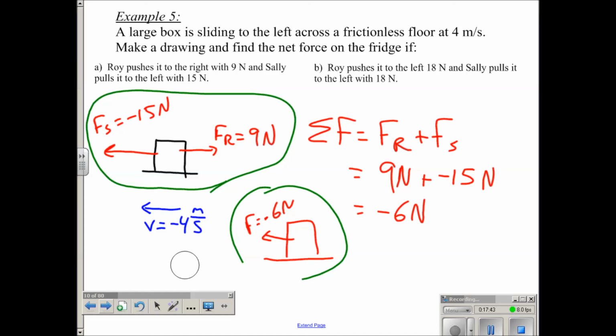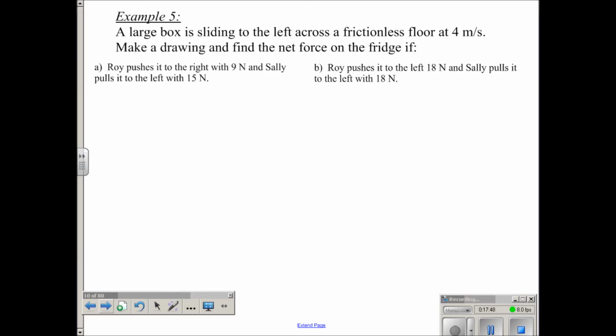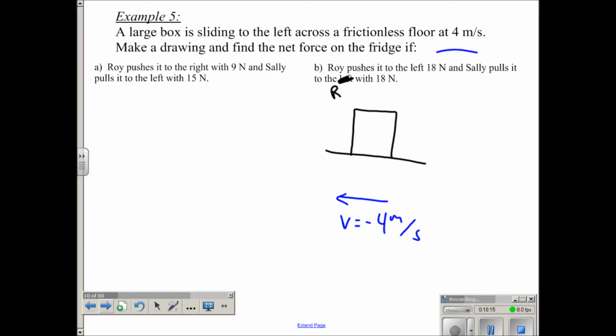Oh my gosh, I'm sorry guys, this is way longer than I hoped it would be. Let's do part B. Here's our box. It is sliding at 4 meters a second. Ooh, I hope I made that velocity negative in the previous example. If I didn't, I should have. All right, so this one, Roy is pushing to the left. Oh, phooey. I made this example wrong. I'm going to make a correction on this example here. I wanted one of these two forces to be to the right.